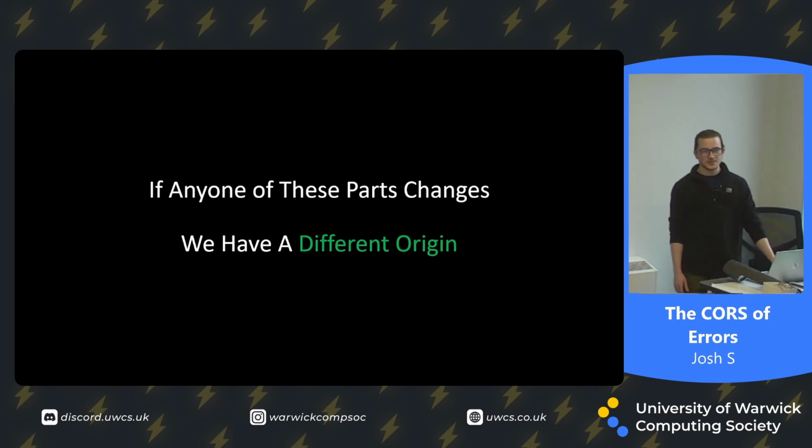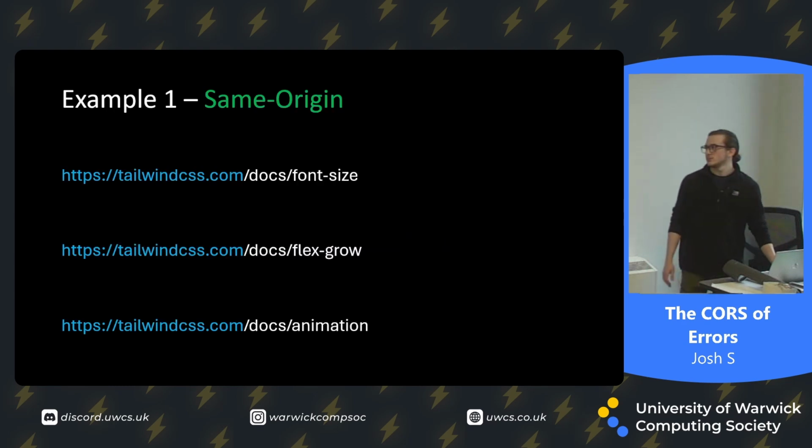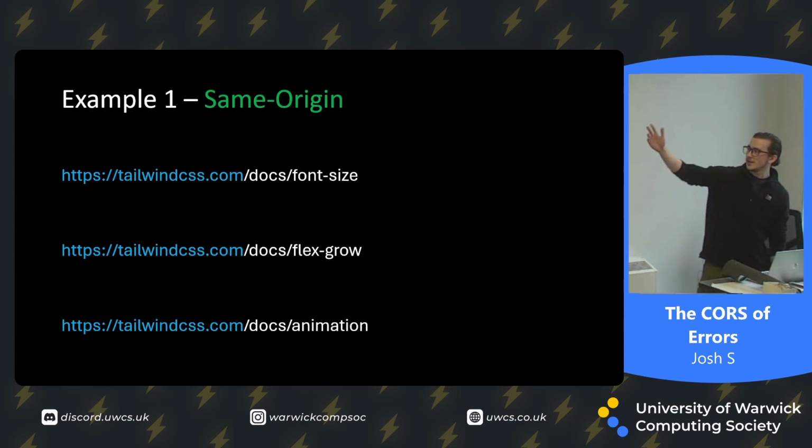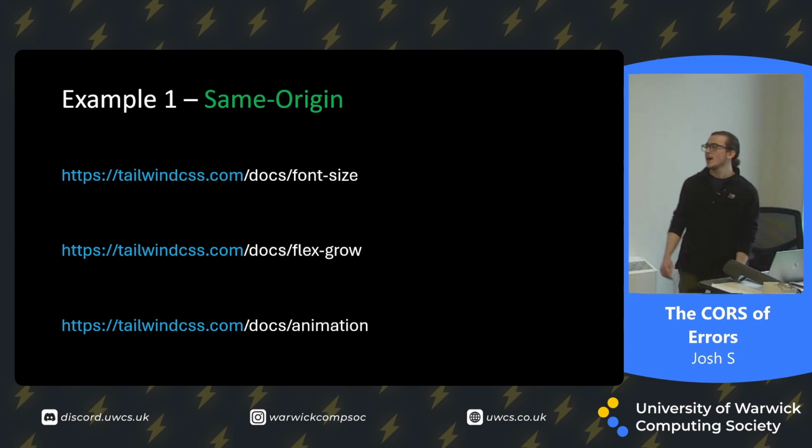And if any one of these parts changes, we have a different origin. So, we have three URLs here, and they all represent the same origin. Why? Well, they have the same scheme, HTTPS, the same host, tailwindcss.com, and implicitly, they will all have the same port number, usually 443.